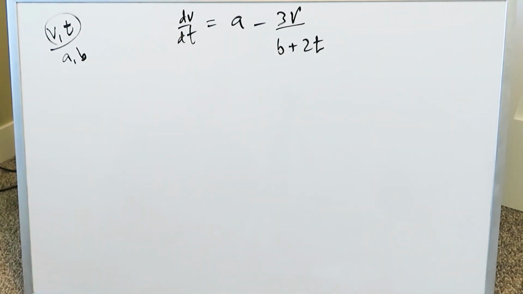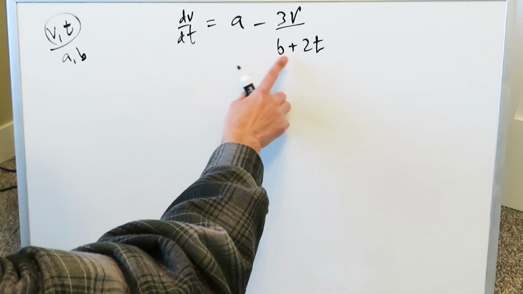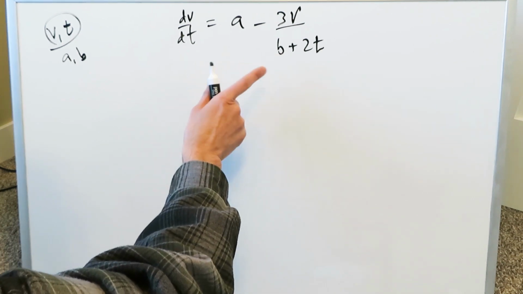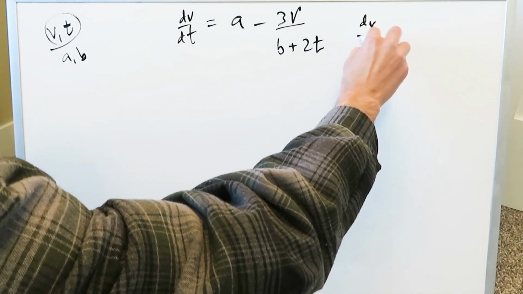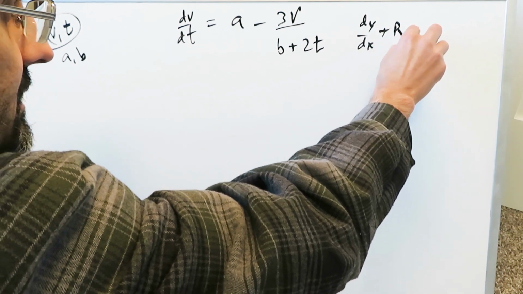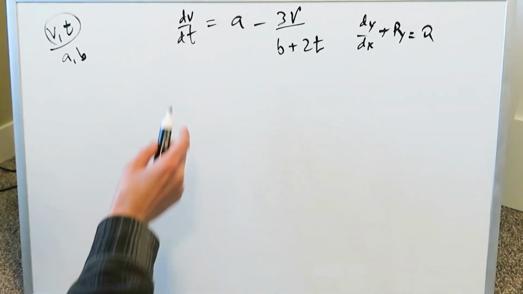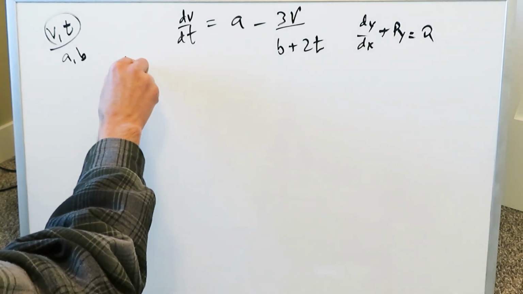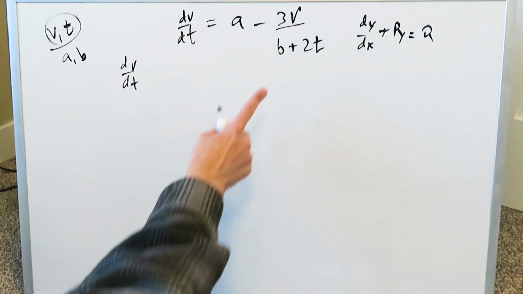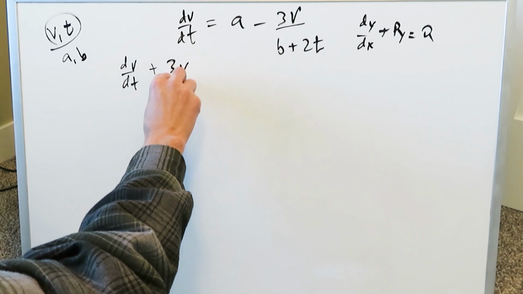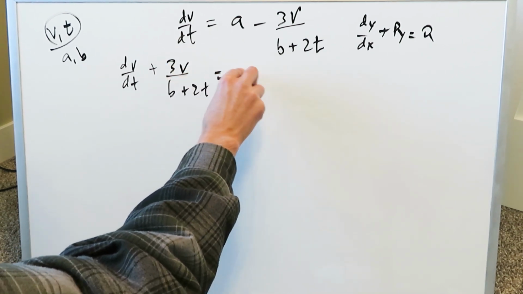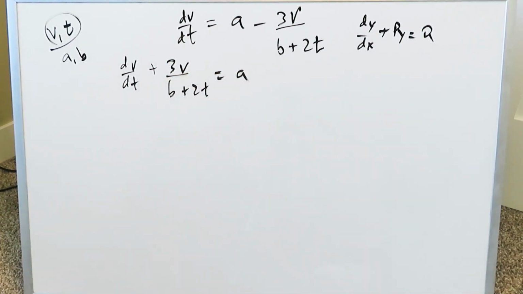When I'm looking at this, I'm thinking about a linear differential equation of the first order, because it'll look very similar to dy/dx plus py equals q, except you don't have the y's and the x's. Take this on the other side, and you get dv/dt plus 3v over (b plus 2t) equals a. That right there is your linear differential equation of the first form.